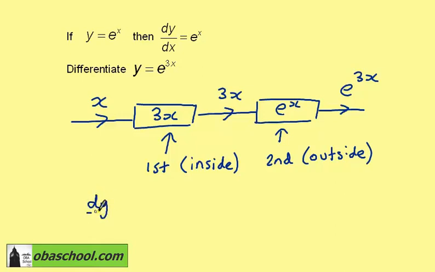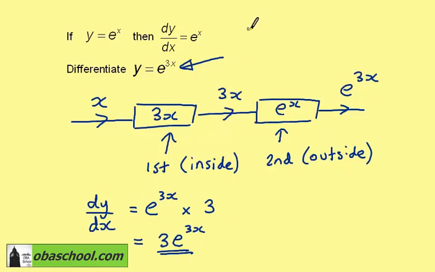So when we differentiate, we start by differentiating the outside function as if 3x is just x, so we get e to the 3x. But the inside function is 3x, and if we differentiate it, we get 3. So this is 3e to the 3x.